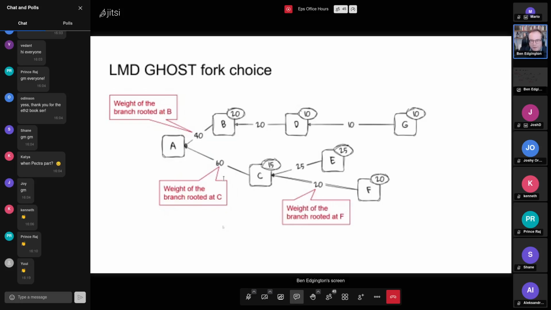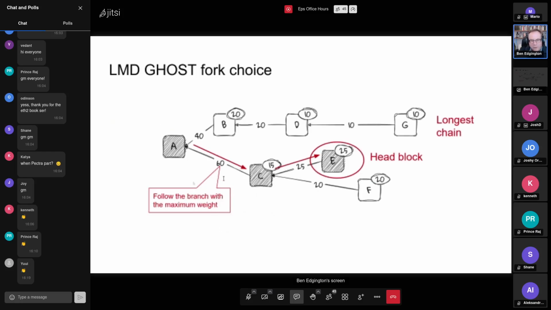So that's critical for how the algorithm works, because we're greedily looking for the heaviest observed subtree. This 60 between A and C is the weight of the whole subtree descended from it. So the heaviest observed subtree is what we're after.